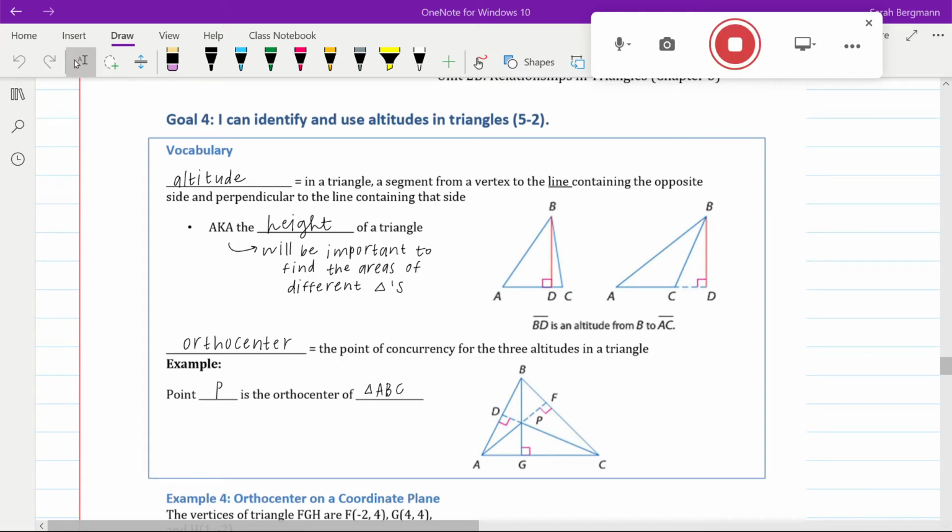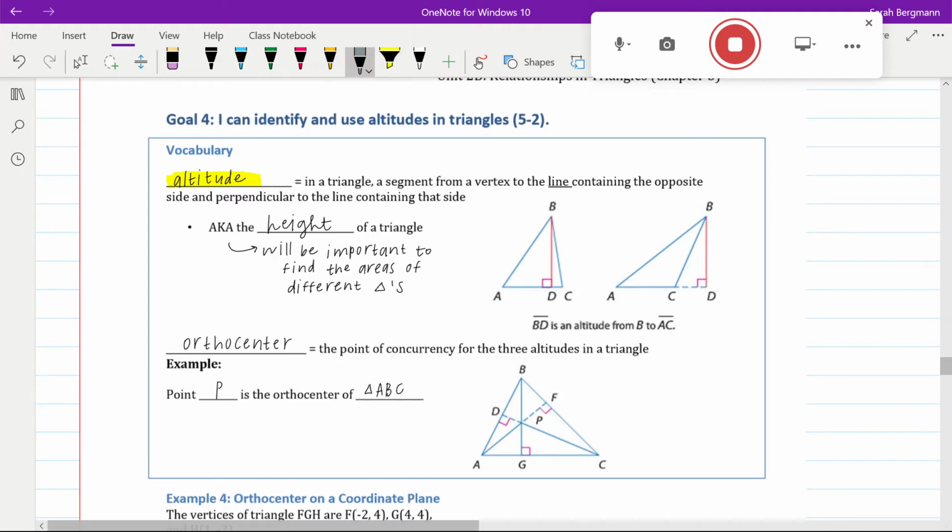Welcome back, everyone. Today we are going to talk about altitudes in triangles. We will talk about what they are and how to find them. First, you need to know that the altitude of a triangle is the segment from one of the vertices to the line containing the opposite side. It has to be perpendicular to that line on the opposite side.